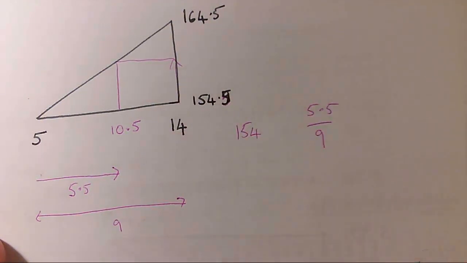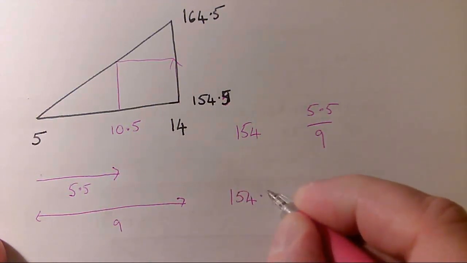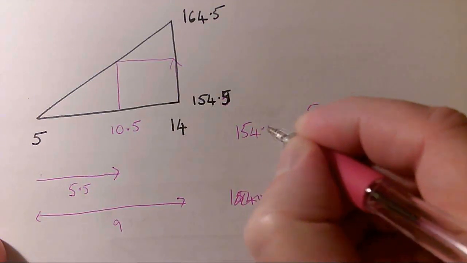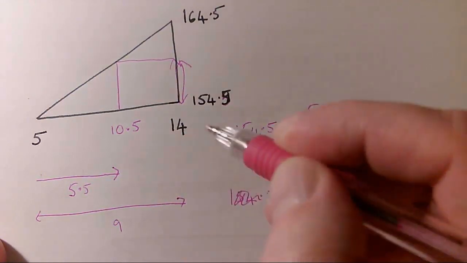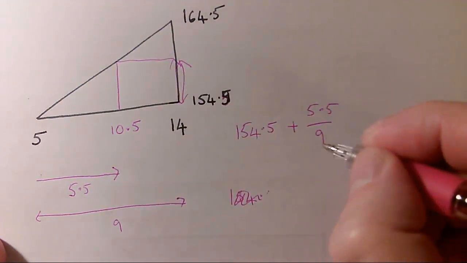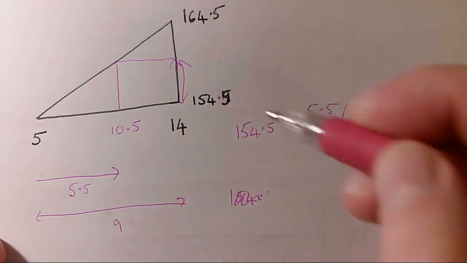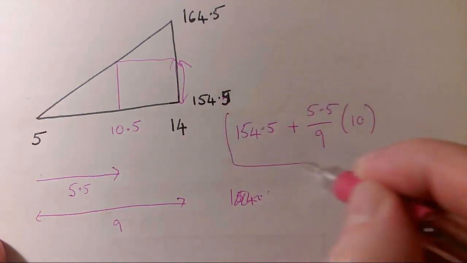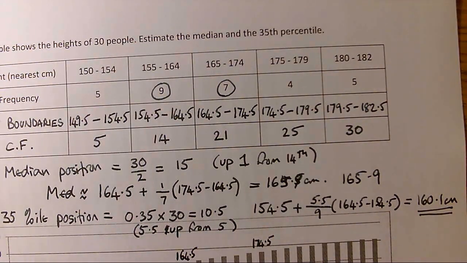I'm starting here at 154.5, and I'm adding on this distance here. And this distance here will be the correct proportion, 5.5 ninths of the gap between these, which is 10, 164.5 minus 154.5. So that produces the same calculation that we had before to get that answer of 160.1 centimetres. So I hope that spells out a little bit more clearly for you how we use linear interpolation to get medians and percentiles.